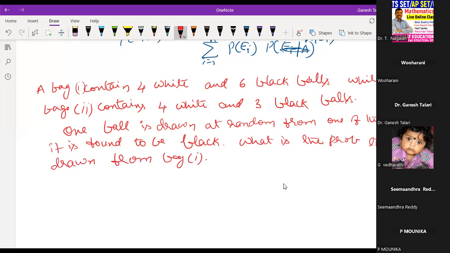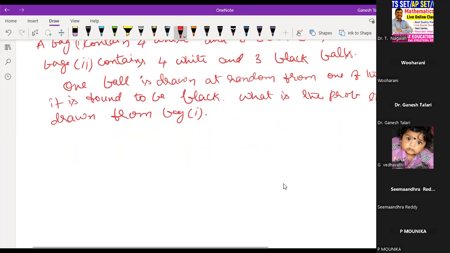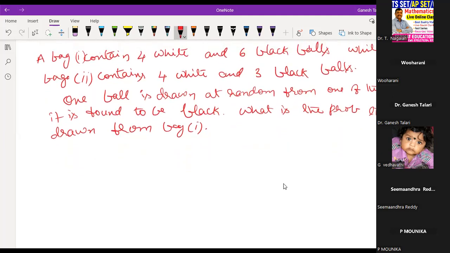So 2 bags are there. One bag contains 4 white balls and 6 black balls, and another bag contains 4 white and 3 black balls. Firstly, one ball is drawn at random, and we found it is black. Then what is the probability that that black ball is from bag 1? Okay, so we'll solve the problem.